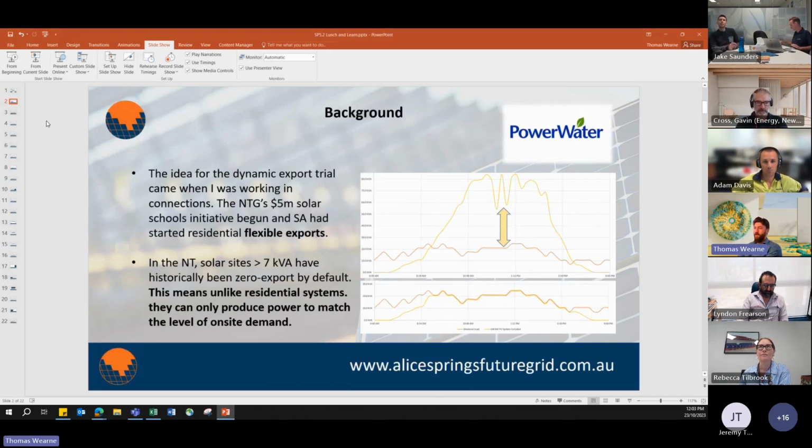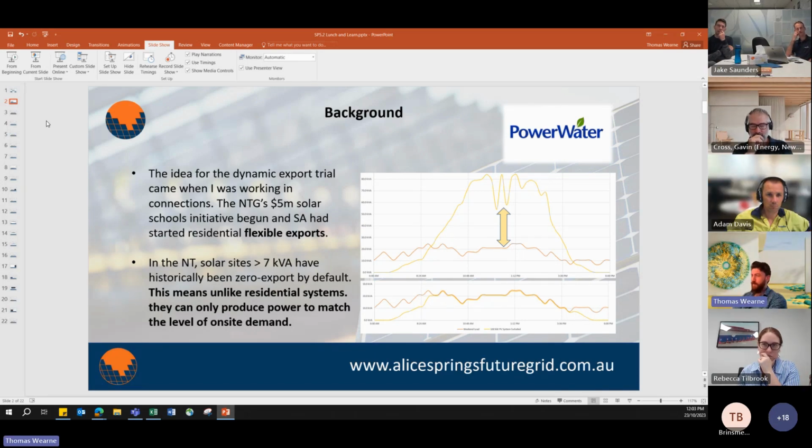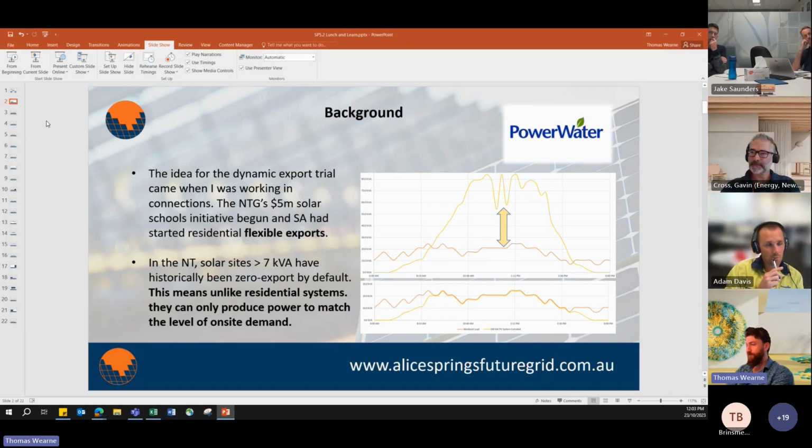So the idea for this trial came when I was working in the connections team at Power Services around 2019. The Northern Territory government was launching their $5 million solar schools initiative that sought to add solar to a whole bunch of public schools. And around the same time, South Australia had started doing their flexible exports program, which is a residential program that looked at allowing people to double the amount of solar export that they could access if it was paired with the ability to turn it down to 1.5 kilowatts at times of requirement.